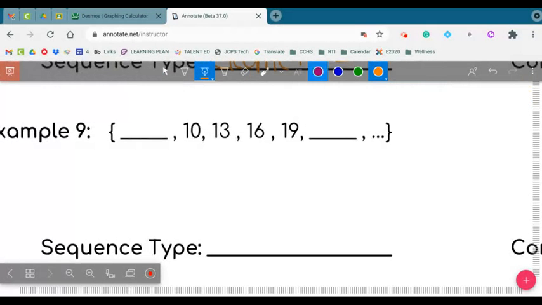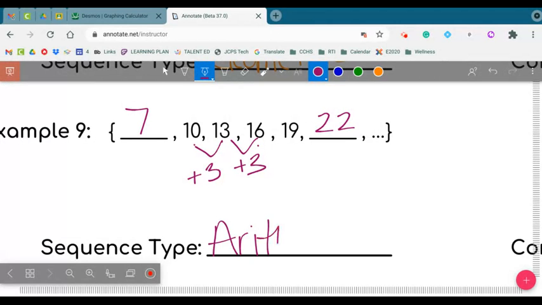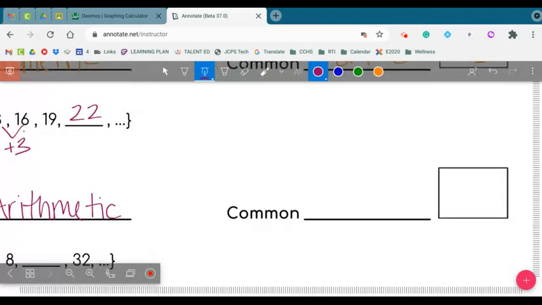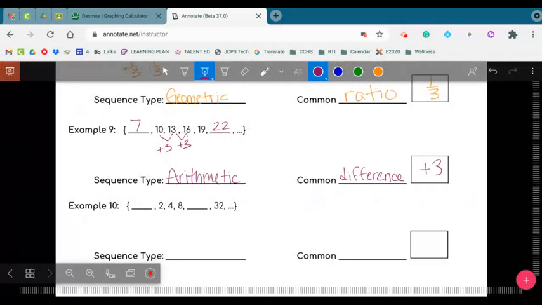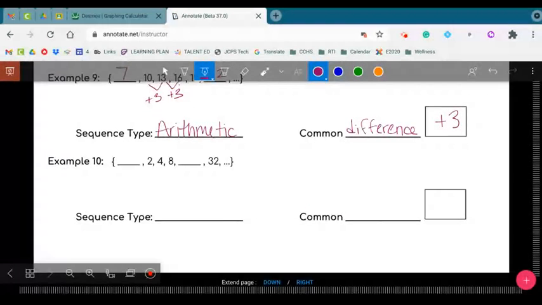So this one, we're going to have to fill in 2 blanks. So I go from 10 to 13 to 16 to 19. So I'm adding 3 each time. So to go backwards, I have to subtract 3 to get 7. And to go forward, I have to add 3 to get 22. So since you're adding, this is arithmetic. With arithmetic, we have a common difference. And with our common difference, it would be +3. Okay, going on to the last example.